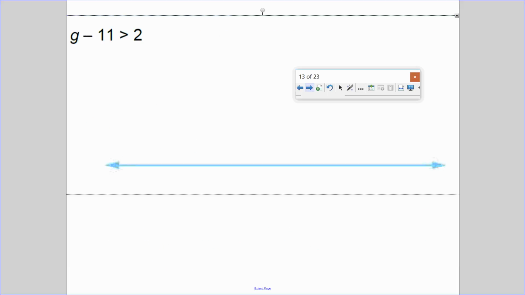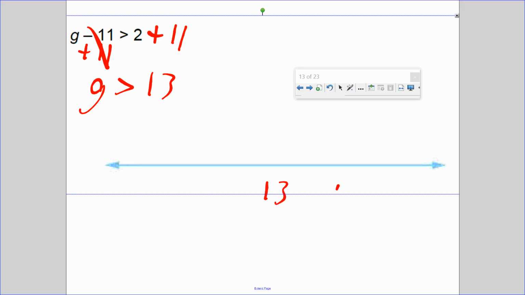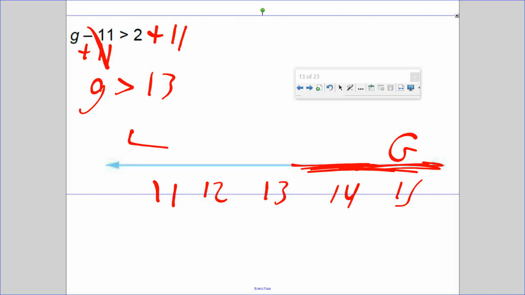G minus 11 is greater than 2. Let's isolate the variable g. What's the inverse operation of minus 11? Plus 11. This cancels out. G is greater than 13. Let's graph this now. It's greater than 13, so it has to be all of these numbers that are greater than 13. But does it equal 13? No. So it has an open dot.